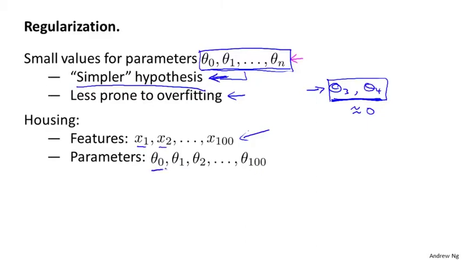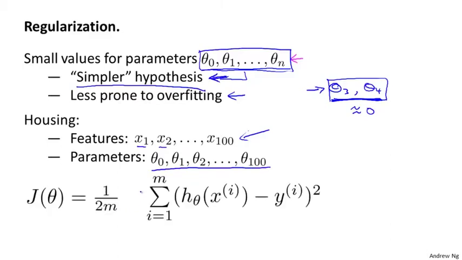So we have 100 or 101 parameters, and we don't know which ones to pick. We don't know which parameters to try to shrink. So in regularization, what we're going to do is take our cost function. Here's my cost function for linear regression. And what I'm going to do is modify this cost function to shrink all of my parameters, because I don't know which one or two to try to shrink.